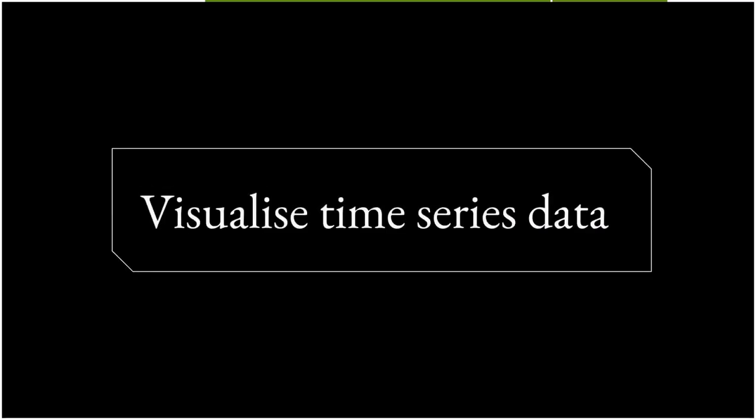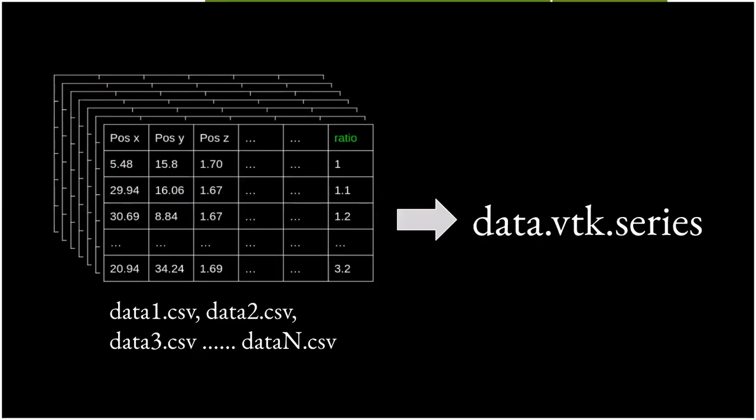ParaView also allows you to visualize time series data. When you have a lot of data which represents particles at different time steps and want to see the animation of how they dynamically move, the program first sorts the dataset alphabetically by their file names, then each of them is transformed into VTK files, and the program can bundle those VTK files together to create a VTK time series file.